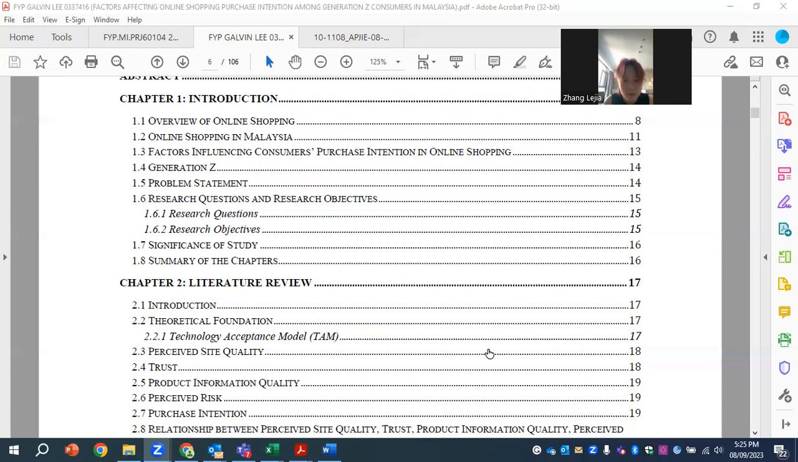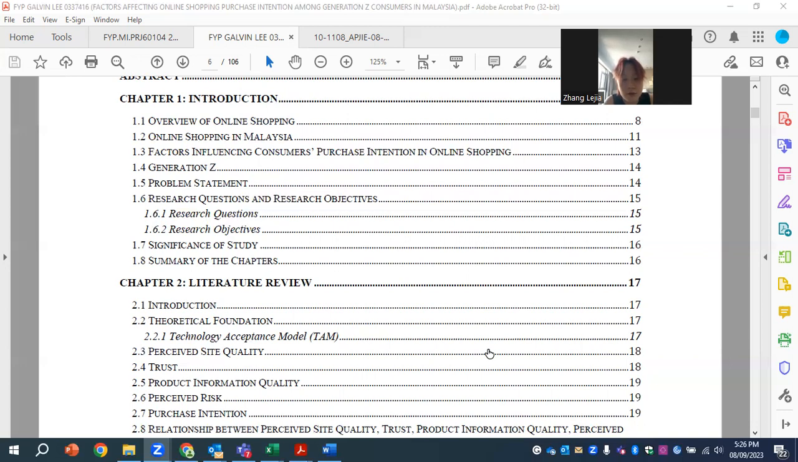So what is the problem here? Why do you want to do this topic? What's the problem? And 1.6 is your RQ and RO. If you have 3 RQ, you have 3 RO. I think you have done this before for chapter 1 in your RM, am I right? Yes. And then you have 1.7 significance of study and 1.8 a summary of the chapter. Summary means a preview of each chapter, chapter 1, 2, 3, 4, all that.